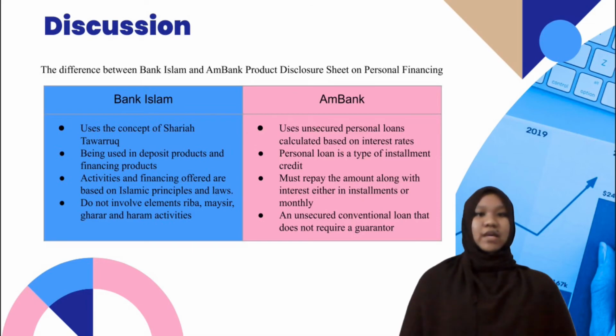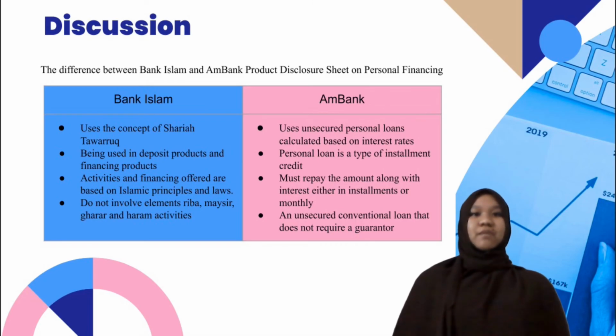Today, the whole world is talking about Islamic finance and discussing various Islamic banking products that can be applied in providing the best service and product to consumers. This proves that there are advantages and differences between Islamic banking compared to the concept of conventional banking. Whereas the Ambank product disclosure sheet is for an unsecured personal loan calculated based on an interest rate.